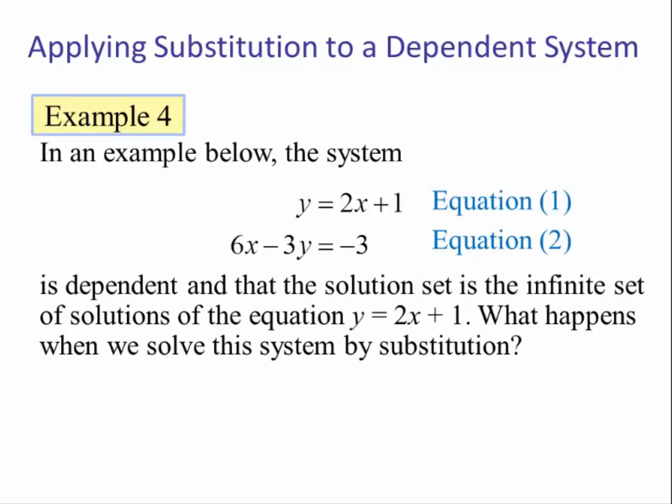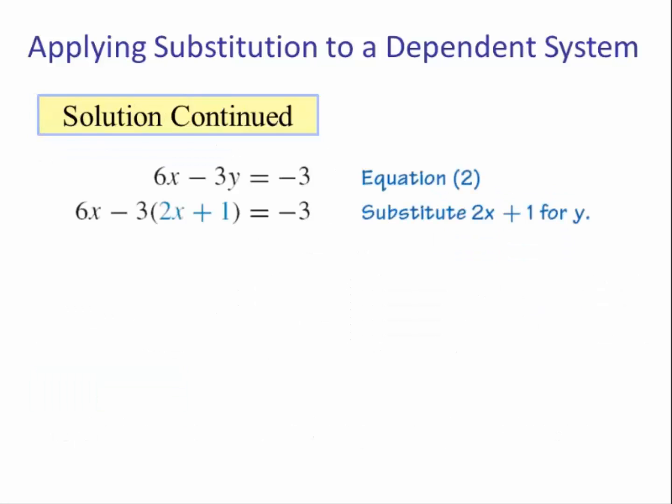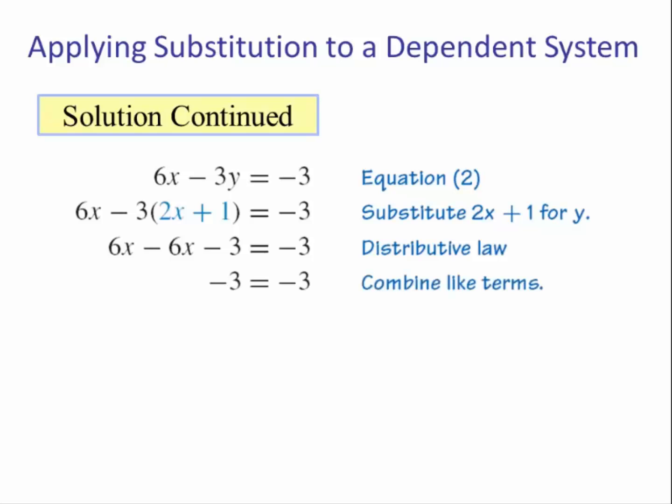Now, what would it look like if we use substitution to solve this system? If we substitute 2x plus 1 from the first equation into the second equation and solve for x, it would look like this. Now we have to distribute. So we are left with 6x minus 3 equals negative 3. Combining like terms, 6x minus 6x is 0x. So we're left with negative 3 equals negative 3.